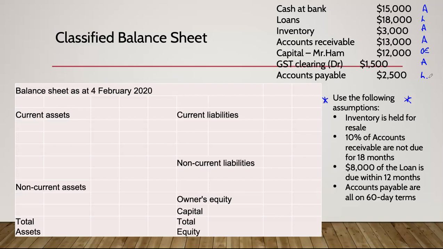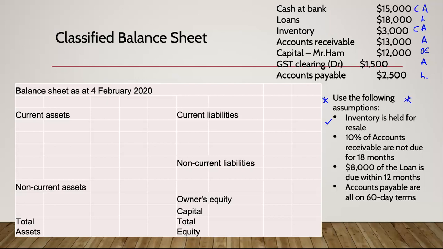But now we have some more information. Are these current assets or current liabilities? Inventory is held for resale. That means we're just going to sell it really quickly. The purpose is to sell it. It's implied in the name, and we know that you expect to sell your inventory within 12 months, might go off, so we have a current asset. Our cash at bank is already cash, so it's also a current asset.